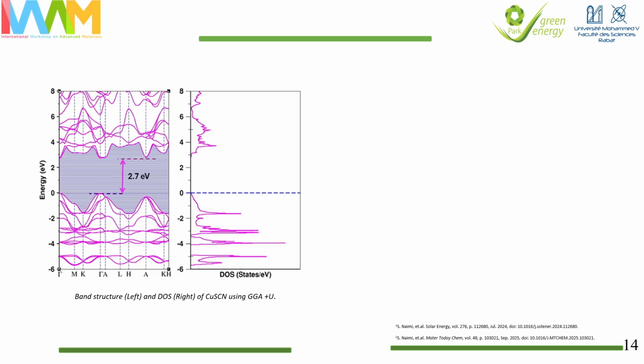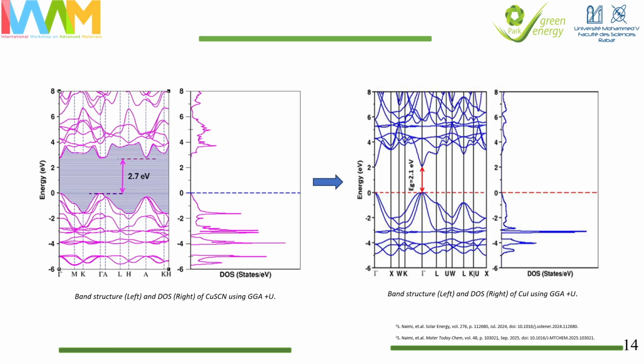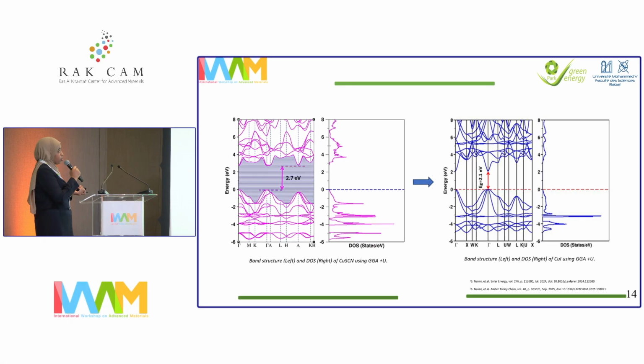The band gap of copper thiocyanate is wide, 2.7 eV, which means that this material is transparent. If we compare it to copper iodide, which also has a wide band gap, we notice that copper thiocyanate can let through more photons. That means that the photocurrent of our device using copper thiocyanate will be higher.